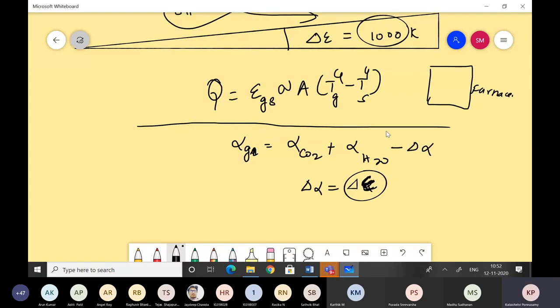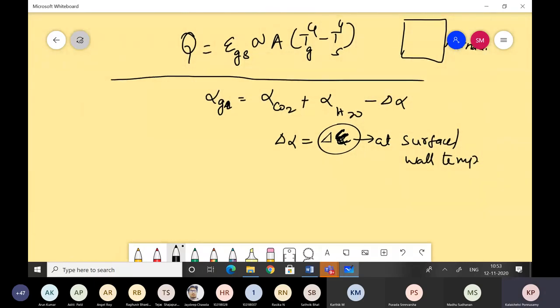Using the chart, right? At what temperature have you referred there? There were two charts, right? That was for gas temperature, right? But now you have to calculate this delta emissivity at the surface temperature or wall temperature, right?